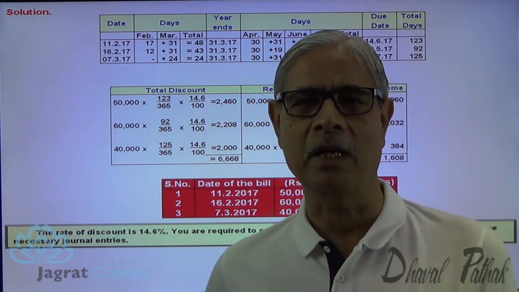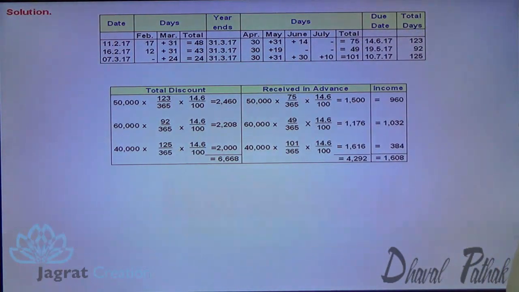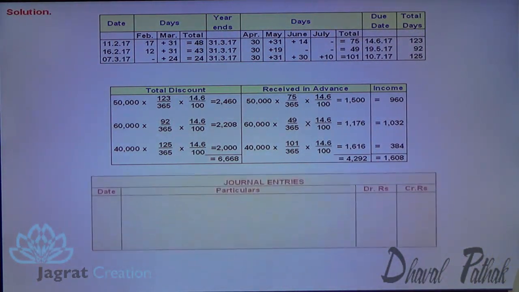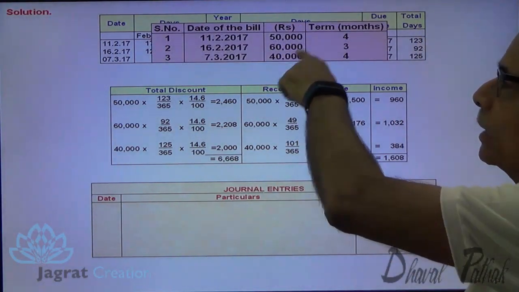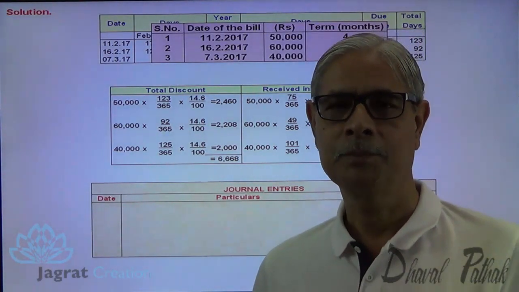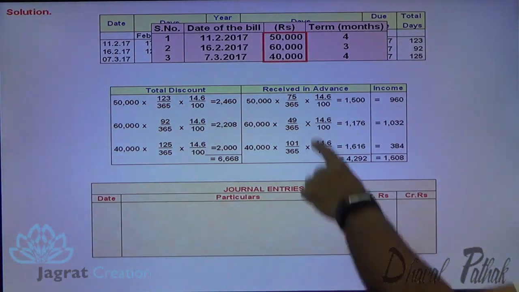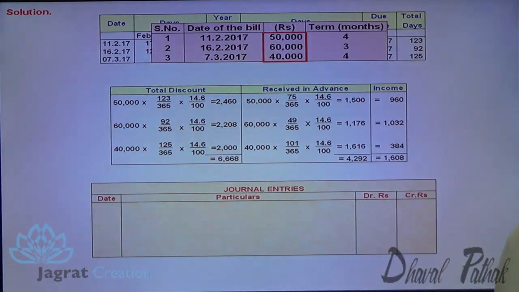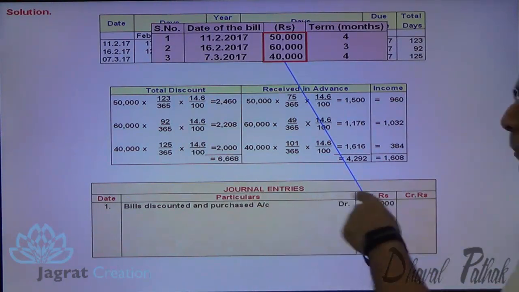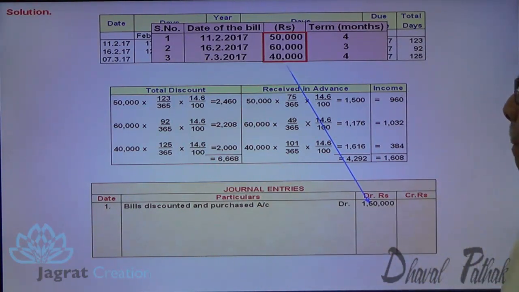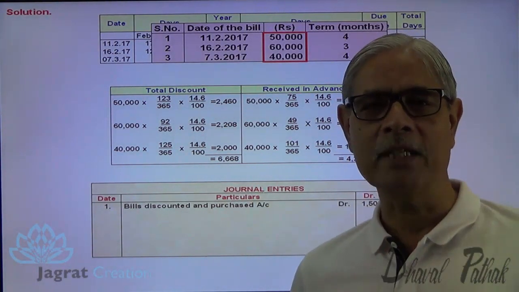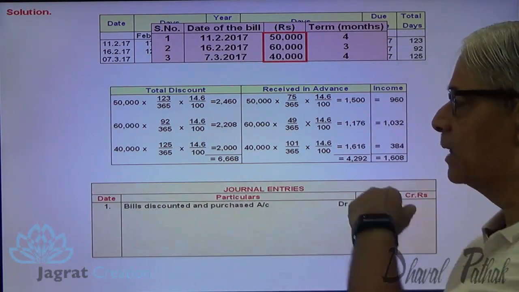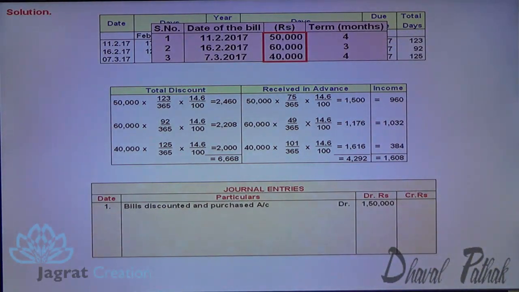Now I want to write down the journal entries for these transactions and adjustments. These are the total bills discounted by me. The journal entry for that total 1,50,000: bills discounted and purchased account debit. These are the claims. The right to recover the amount is purchased, so it's an asset. So bills discounted and purchased account debit 1,50,000.